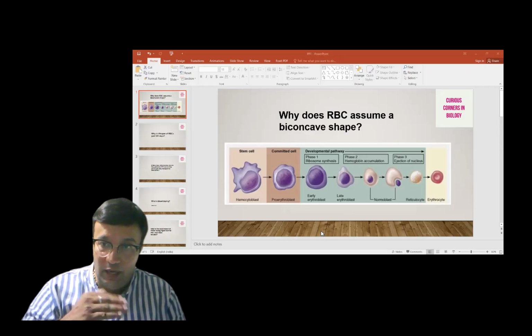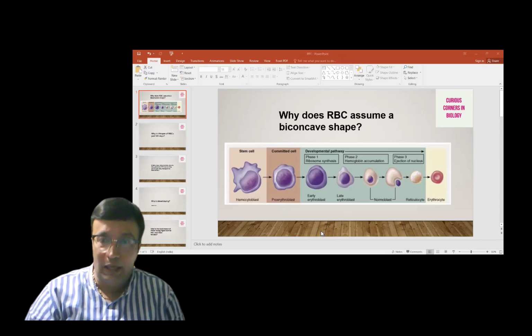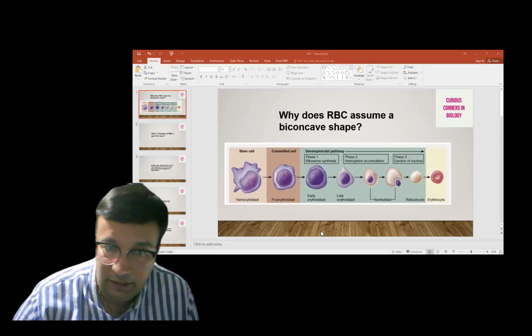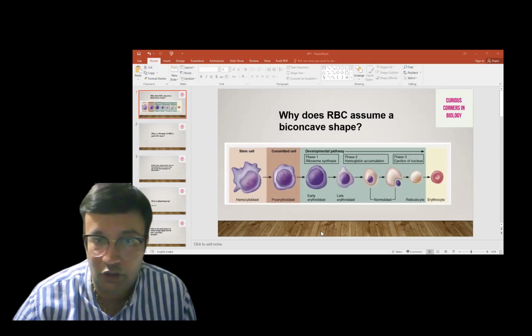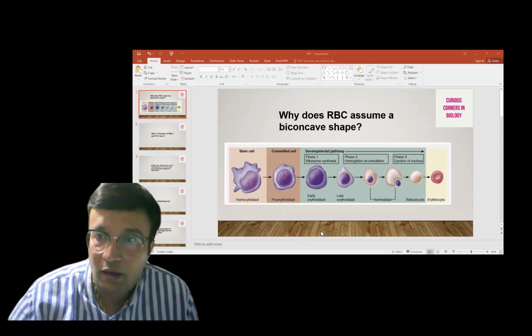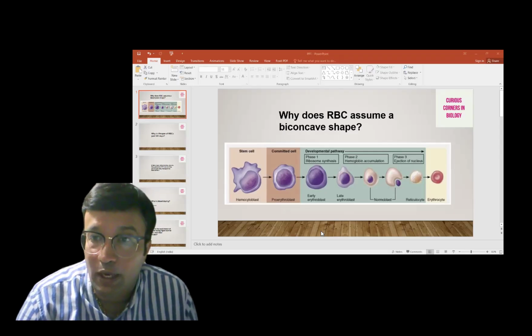So from where do RBCs differentiate? Any blood cell will differentiate from bone marrow stem cells. So bone marrow, of course, consists of stem cells. The stem cells which are maturing into RBCs are called hemocytoblasts. When they become committed to differentiate into RBCs, they are called proerythroblasts, as shown in the diagram.